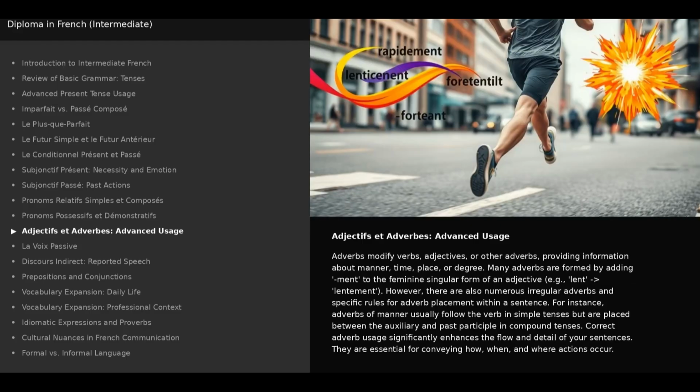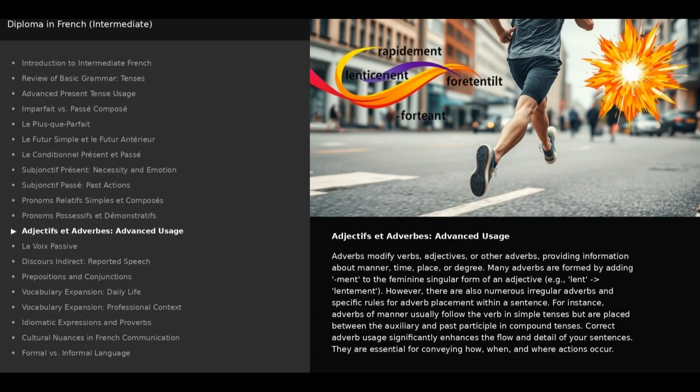Adverbs modify verbs, adjectives, or other adverbs, providing information about manner, time, place, or degree. Many adverbs are formed by adding -ment to the feminine singular form of an adjective, e.g., lent to lentement. However, there are also numerous irregular adverbs and specific rules for adverb placement within a sentence.